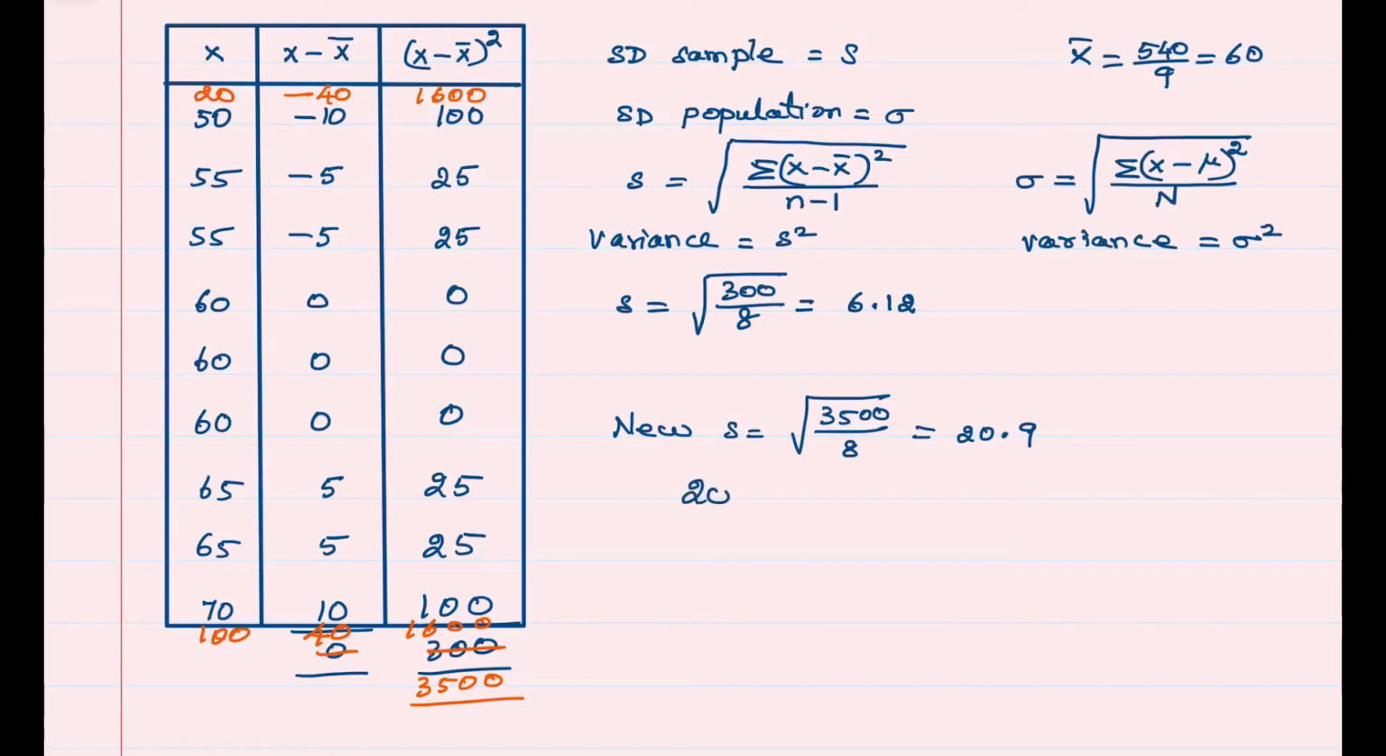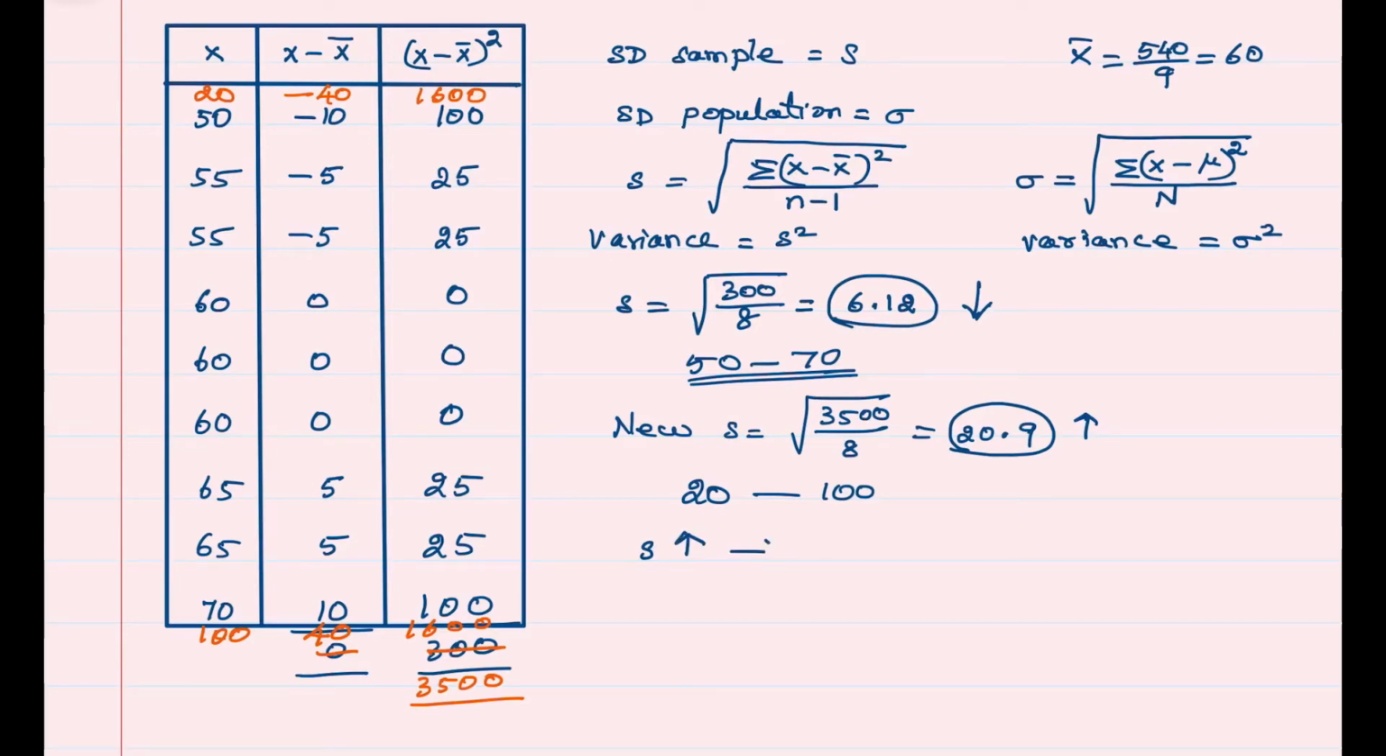The lowest value is 20 and the highest value is 100, whereas in the previous data the lowest was 50 and the highest was 70. So for more scattered data, standard deviation will be more, and for less scattered data, that is if the data is clustered around the mean, the standard deviation will be less. Therefore, if standard deviation is more, that means the values are scattered. If the standard deviation is less, that means the values are clustered around the mean.